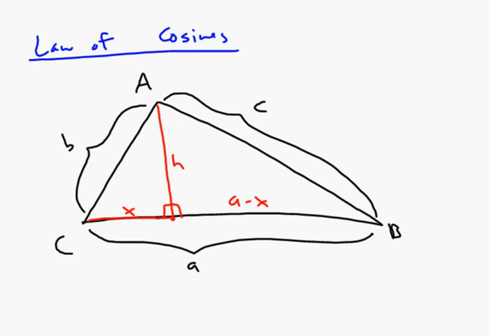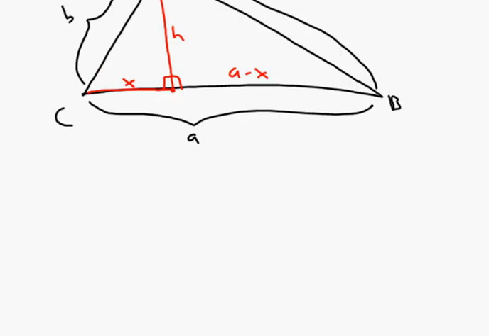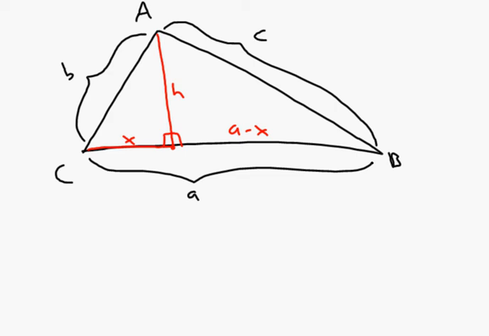Okay, so let's see what we can do. Let's start writing down some statements that are true. Now, we just proved Pythagorean theorem, so we can use Pythagorean theorem here if we want, right? So what sort of statements can we write that are true? We could write this: x squared plus h squared equals b squared. We can write that because of the right triangle that's right here. There you go.